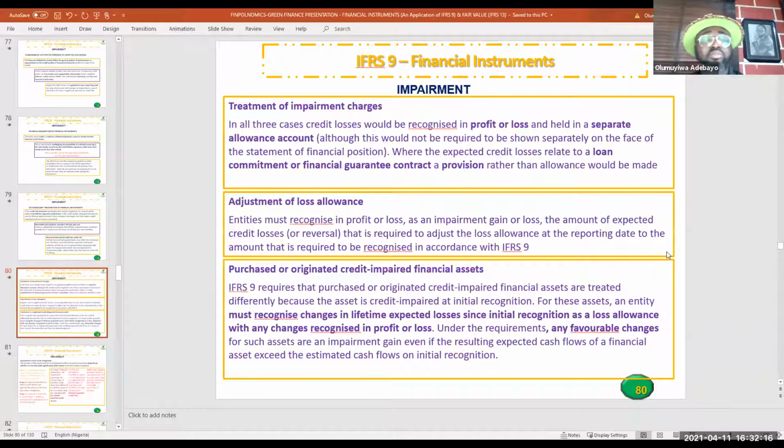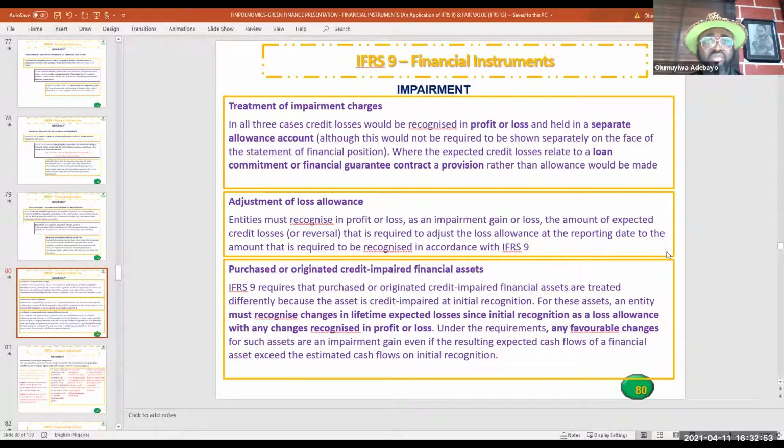Now, how do we treat impairment losses? Impairment losses are to be charged to profit or loss. Okay, are to be charged to profit or loss, but not charged to reduce the financial assets directly. Rather, an allowance account will be created, which will be mapped with the financial asset in order to reduce the amount of that financial asset at the reporting stage in the financial statement, which means impairment losses are not necessarily bad debts.